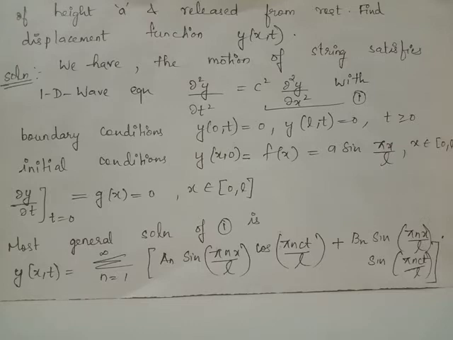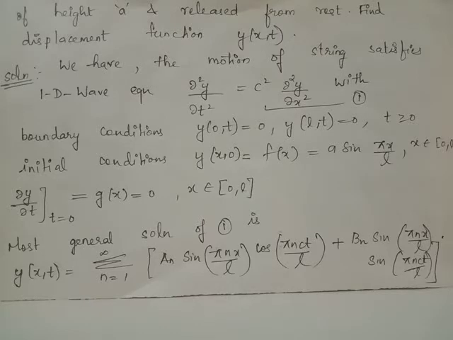where f(x) is the initial shape or initial deflection of the string, and the velocity is given by ∂y/∂t at t equals 0 equals g(x). Here, since the string is released from rest, we have g(x) equals 0 because there is no initial velocity when released from rest position.